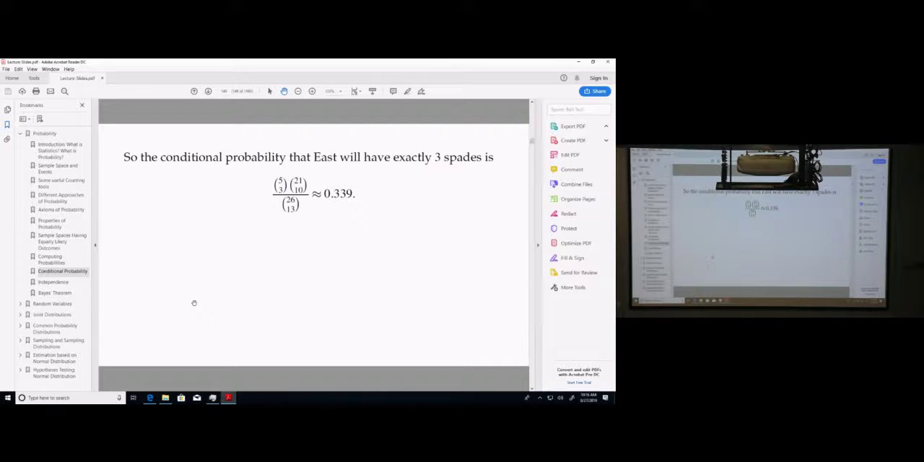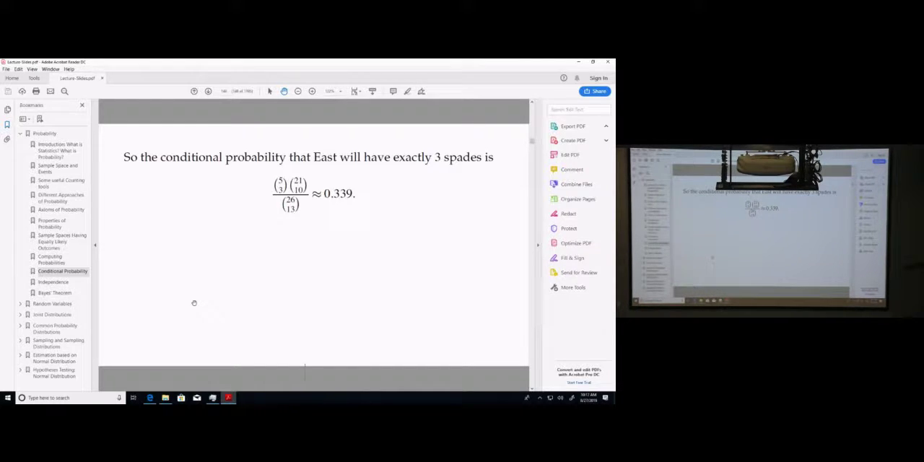And so the conditional probability that East will have exactly 3 spades: first of all, this is the number of ways of dealing 13 cards out of 26, the 26 cards of East and West combined together. And I want 5 of the remaining spades, 3 of them go to East, and then the remaining 21 cards in order to make up the 13 cards of East. East has 3 spades, so that means he has to have 10 cards from the other 3 suits, which make up 21 cards. So the probability is 0.339.